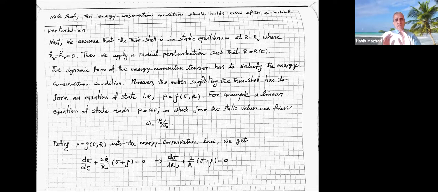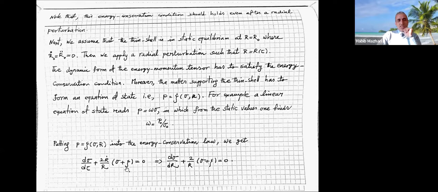What we do, we consider the shell is in equilibrium at r equal r0. And at that moment, r dot is 0, r double dot also is 0. Then we perturb it. So it means that we give initial velocity, radially initial velocity to the shell. So then we will just watch what happens. But before that, we remember this condition should be satisfied all the way.